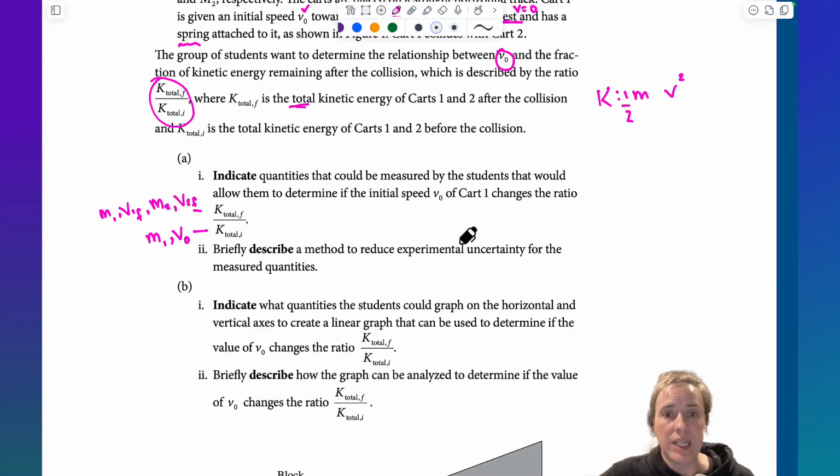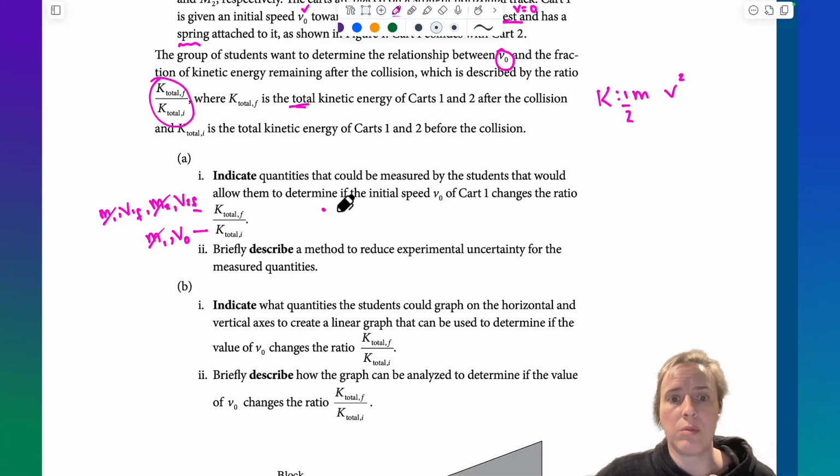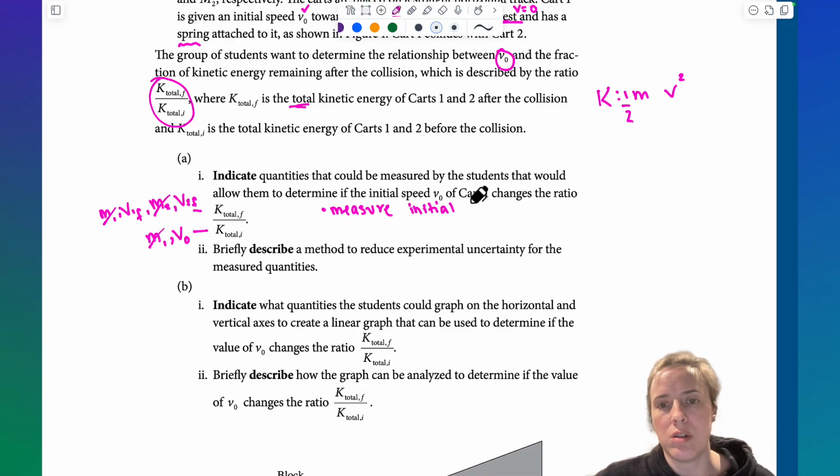So I need to figure out how to measure these things. Well, they tell me that we know the mass, okay? I'm not changing the mass because I want to know about how the initial speed changes the ratio. So I'm going to scratch those out as candidates, okay? So I want to know how the initial speed changes. So that means I should probably measure the initial speed, since I want to know how it changes the ratio. That's my initial speed of cart 1, which we labeled as v0, okay?